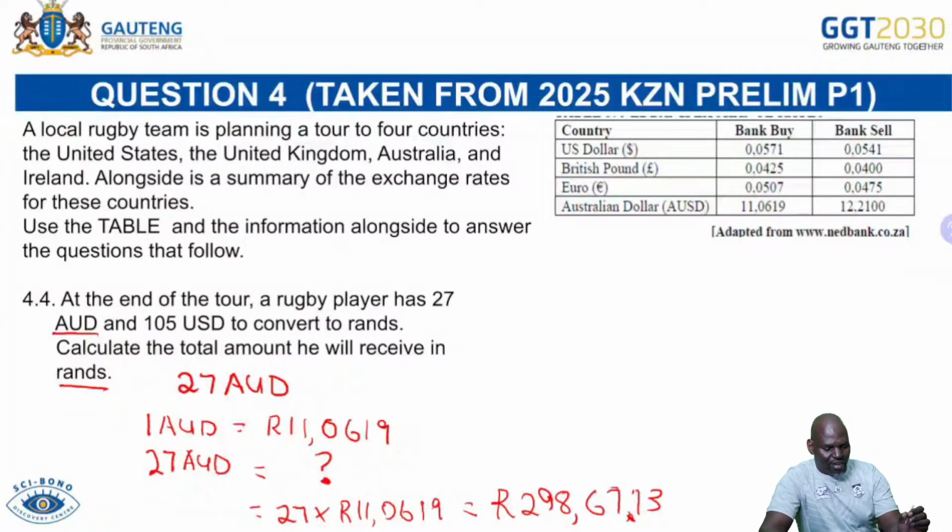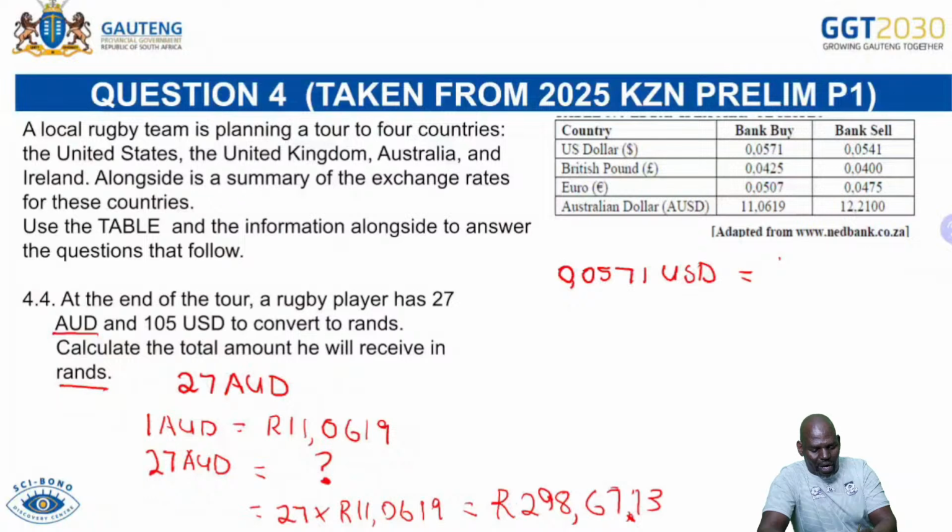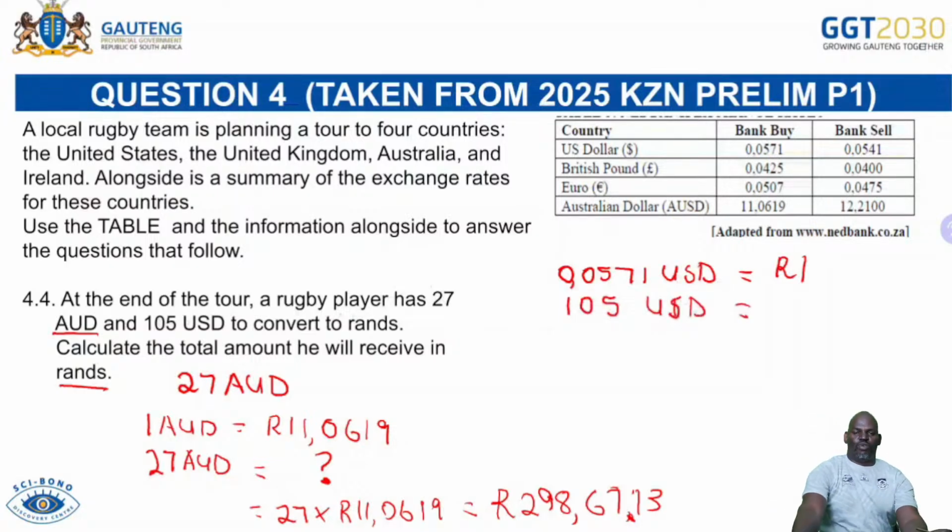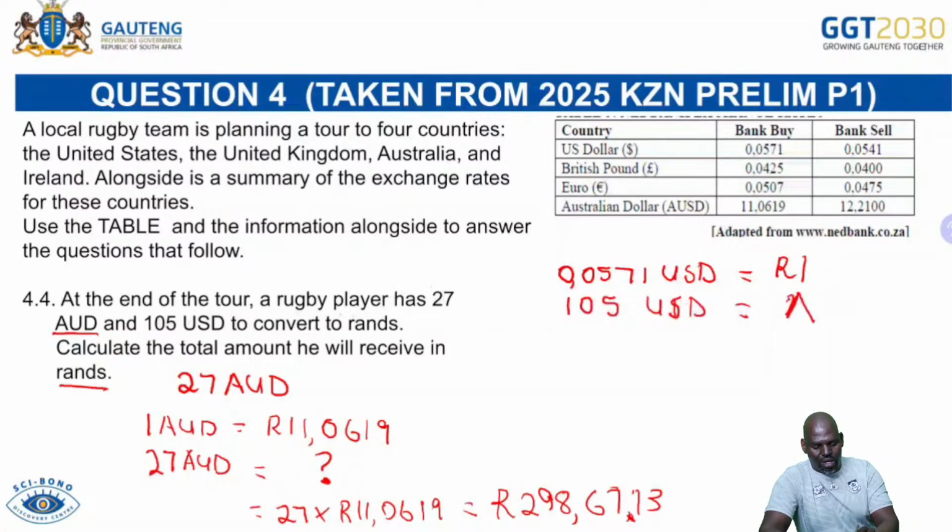Now let's go to 105 US dollars. What do we have there? We know the following: 0,0571 US dollars, USD, equals 1 rand. In this case, I've got 105 US dollars, and I want to convert it to rands. I don't know how many rands this is, so I indicate it with a capital letter A for the amount in rands.